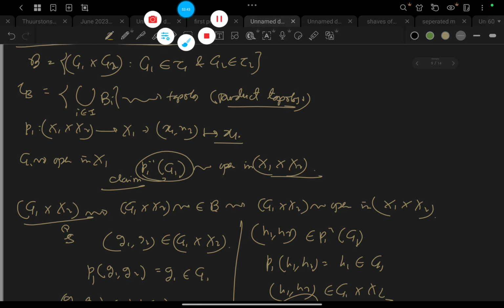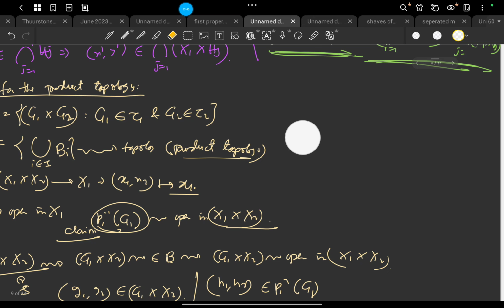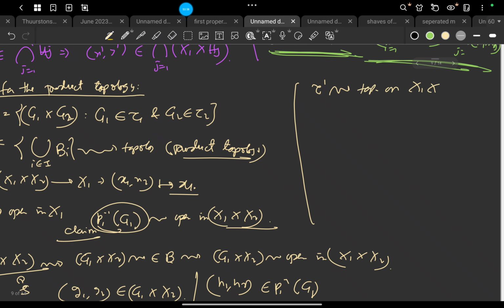Now, just a small check. We have said that this is the weakest topology that one can think of. So suppose we have tau prime, another topology on X1 cross X2. My claim is that tau product, the topology that you have defined, is inside tau prime.